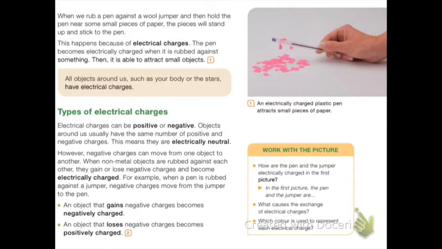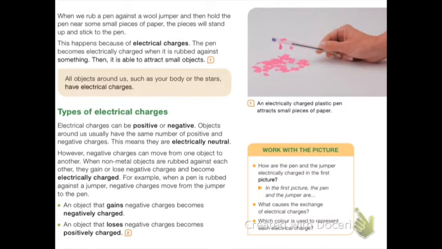Types of electrical charges. Electrical charges can be positive or negative. Objects around us usually have the same number of positive and negative charges. This means they are electrically neutral. However, negative charges can move from one object to another.